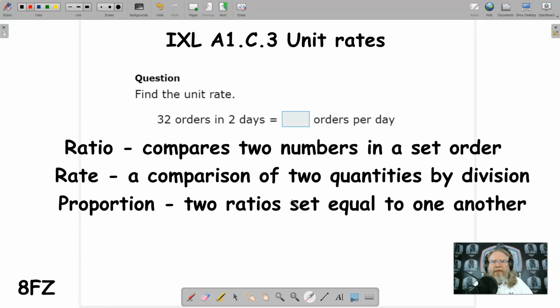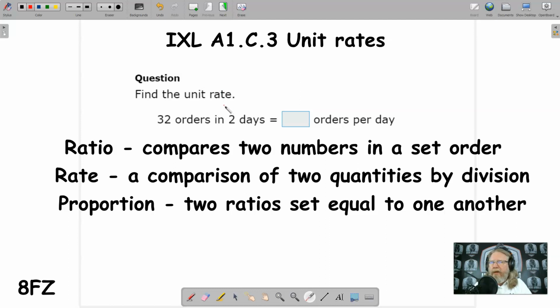Hello, this video is for IXL Activity A1.C.3. It is titled Unit Rates, and its 3-character code is 8 Foxtrot Zulu. In this one, they're asking us to find the unit rate.